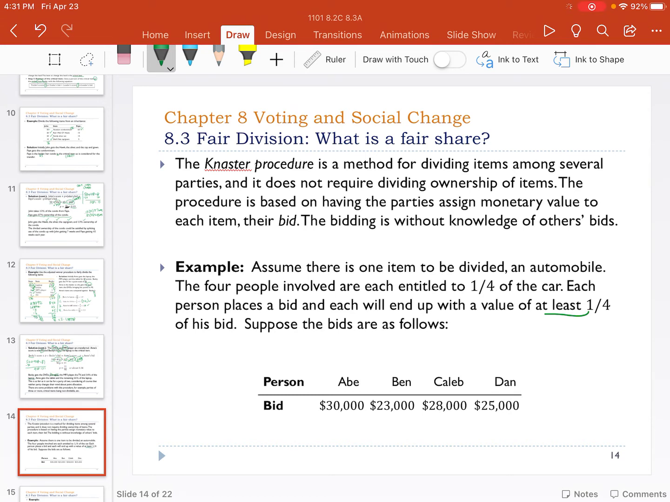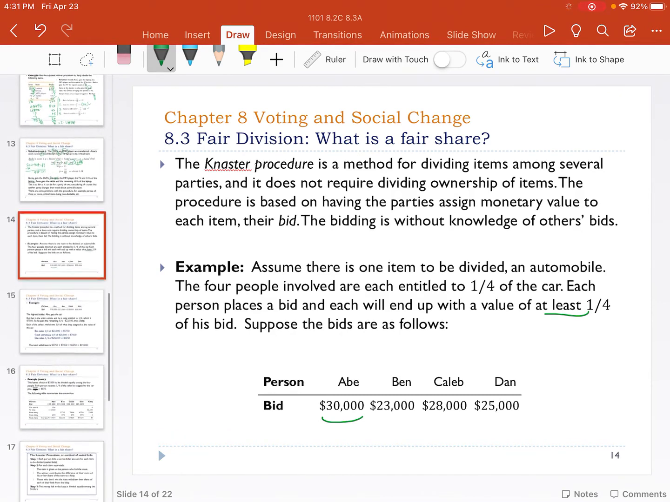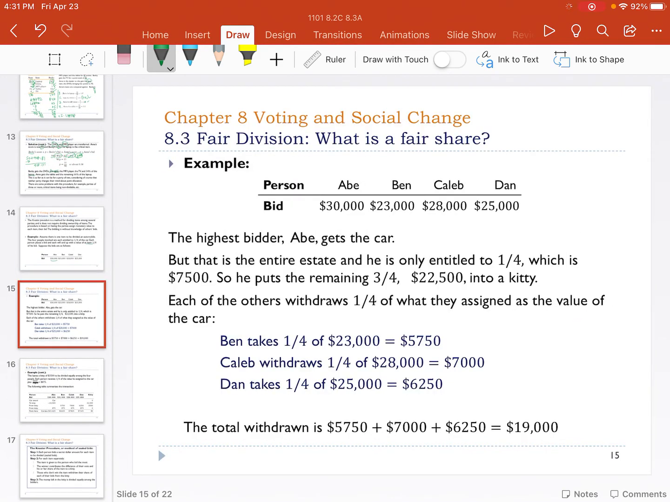And of course, the easy way would be just to sell the car and divide up the proceeds. But let's assume that somebody really wants to keep the car. So that makes it more complicated. They have to put in some kind of a bid. So here they've all bid: Abe bid 30,000, Ben bid 23, Caleb bid 28, and Dan bid 25. Abe has bid the most money. Abe will get to keep the car, but he has to have enough cash to make it fair for everybody else. That's the catch. So let's see what we can see about the next slide.